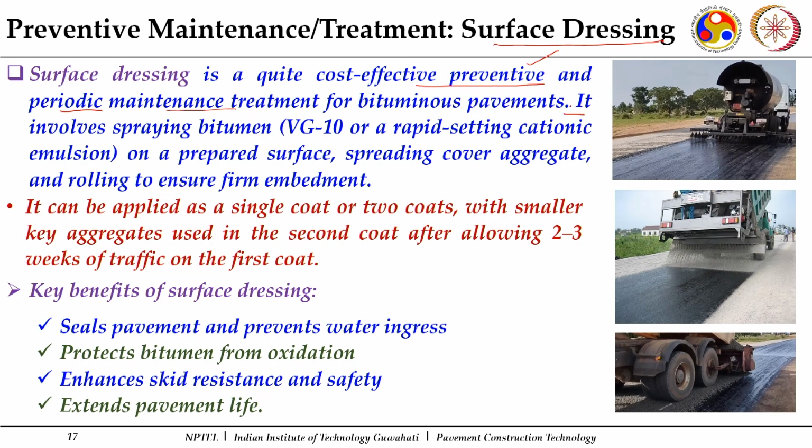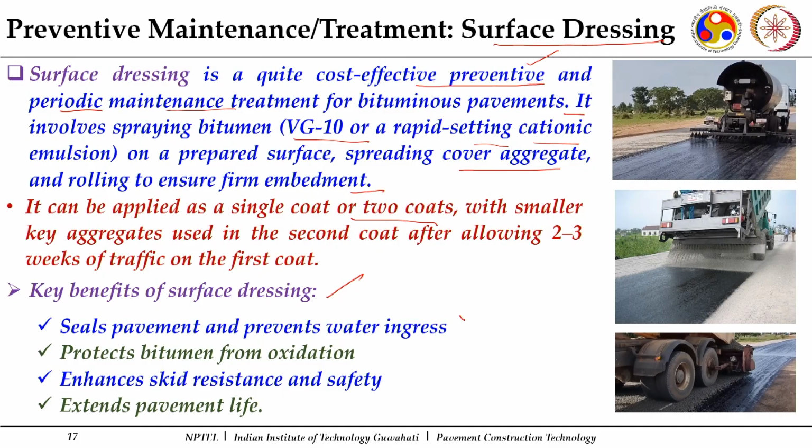Surface dressing, as we already discussed, involves spraying a viscosity grade binder or a rapid setting cationic emulsion on a prepared surface, followed by an application of cover aggregates or key aggregates, and then rolling so as to embed these key aggregates into the bituminous binder film. It can be applied in a single coat or in two coats. We have discussed this earlier: if it has to be applied in two coats, the first coat needs to be opened to traffic for at least 2 to 3 weeks, and whenever the second coat is done, we preferably go for smaller sizes of aggregates in the second coat of surface dressing.